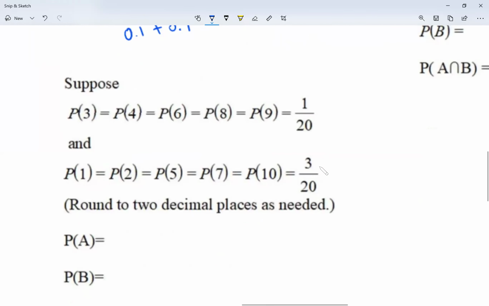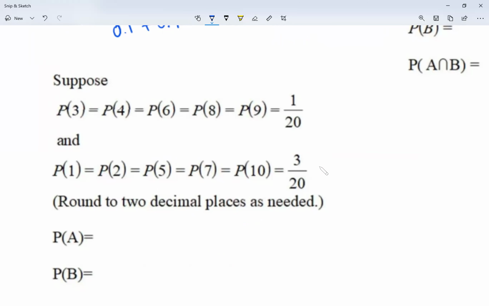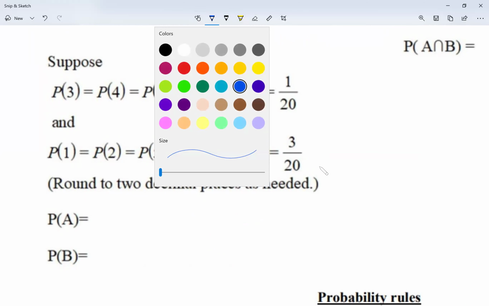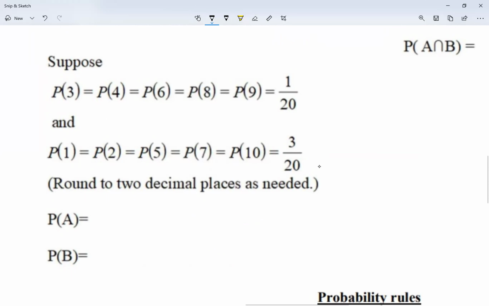Okay, now let's see here. Suppose probability of 3 is equal to probability of 4, which is equal to probability of 6, probability of 8, probability of 9, and they're all equal to 1 over 20. Okay, first of all, let me change this. I don't want to deal with fractions. So 1 over 20 is the same thing as 1 divided by 20. So I'm going to say each of these points is 0.05. I'm going to change this to decimals.